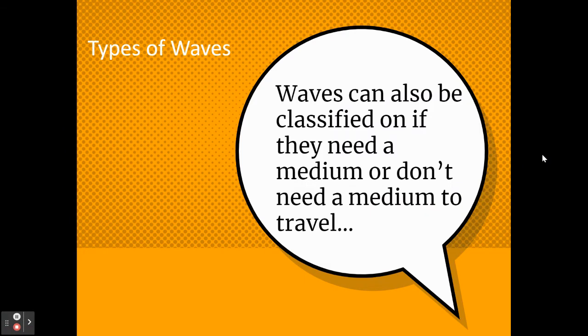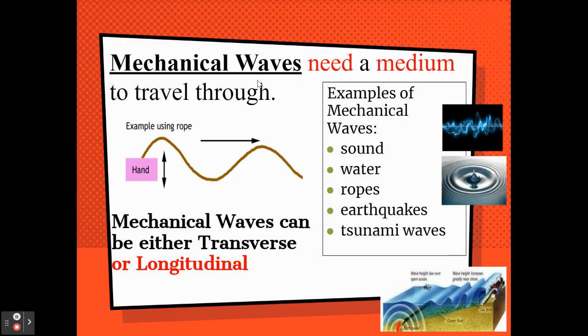All right, so waves can also be classified based off if they need a medium or don't need a medium to travel. So a mechanical wave, they need a medium in order to travel. Mechanical waves can either be transverse or longitudinal. In some examples, you got sound, water, rope, earthquakes, tsunami waves. Go ahead and write down what's in red.